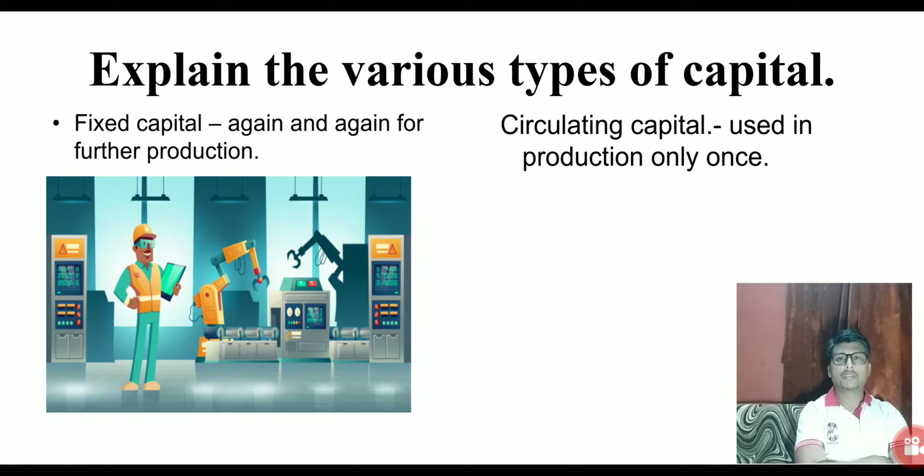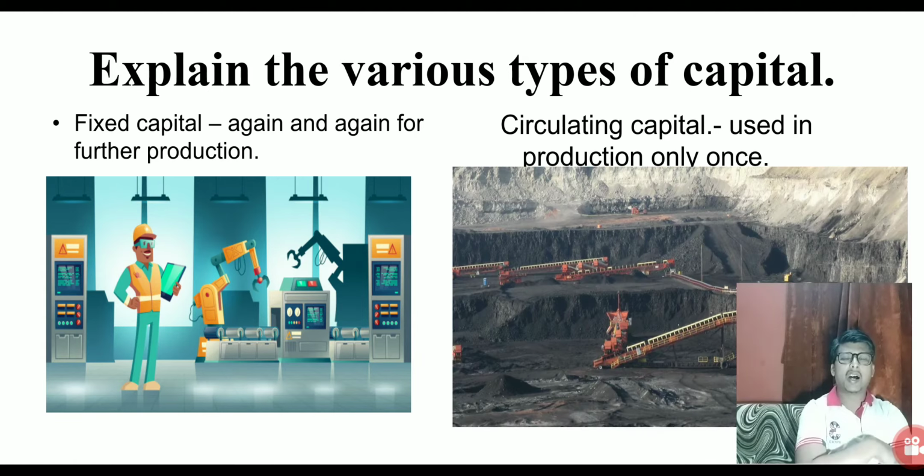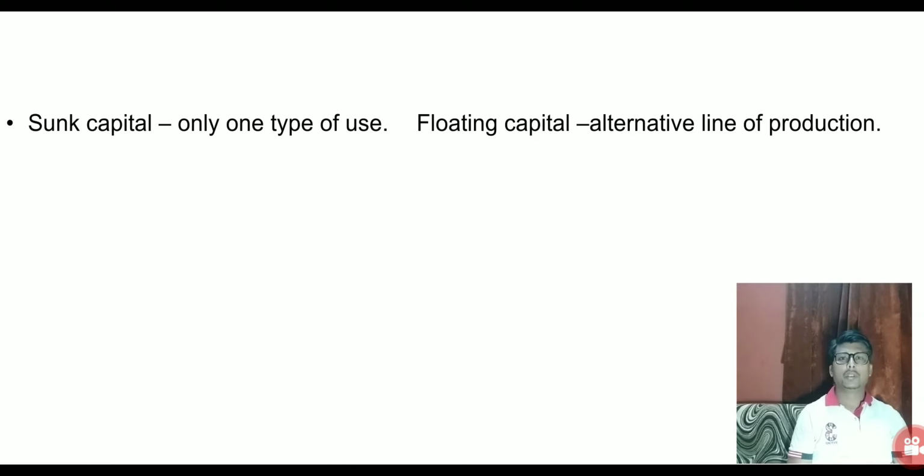Examples of it are a factory, a plant, a machinery, which can be used to produce goods over the years, over a longer period of time. It remains in the business for a longer period of time. Whereas raw materials such as coal, iron ore, etc., are those capital which once used cannot be reused. All right, and that replenishes.